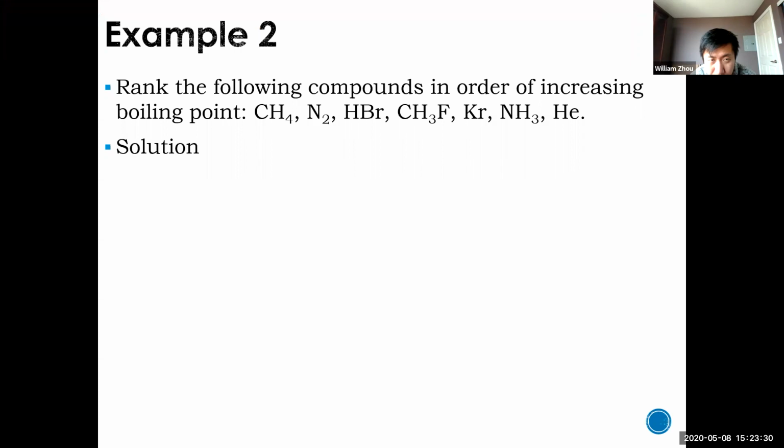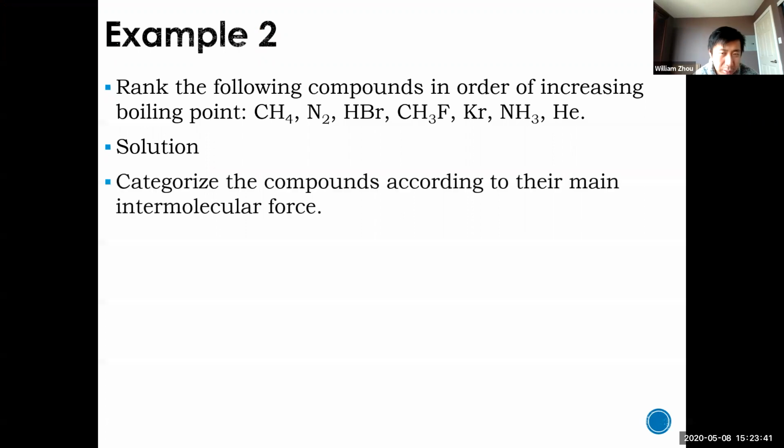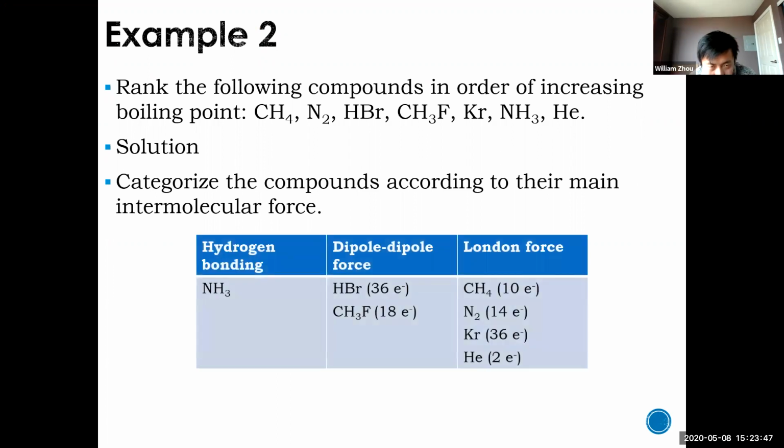Okay, so in order to rank these, you have to determine all of their intermolecular forces, and in order to do that, you have to determine whether each is polar or not. I'm going to categorize them according to their main intermolecular force. The only molecule in that list capable of hydrogen bonding is ammonia, with the H and the N. Aside from ammonia, two of those are polar: HBr and CH3F. The rest are nonpolar, so they only have London force.